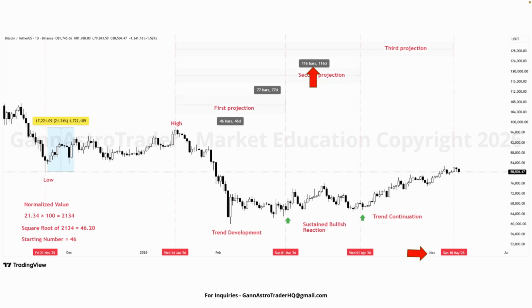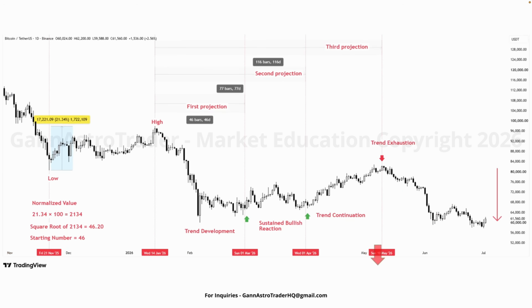The market forms a significant swing high. Buying pressure begins to weaken. Momentum slows noticeably. This projected timing window coincides with the exhaustion phase of the bullish trend. Following the third projection, Bitcoin begins a sustained decline. The market transitions from higher highs into lower highs. Selling pressure gradually replaces buying pressure. The trend that began developing after the first projection has now reached maturity.